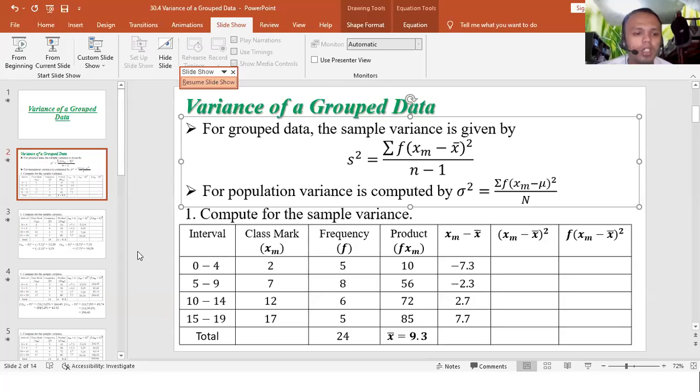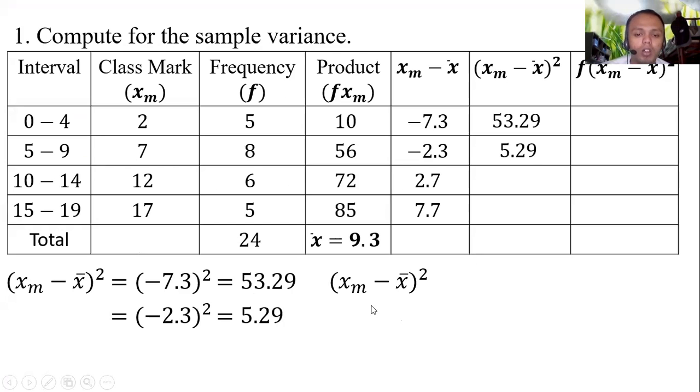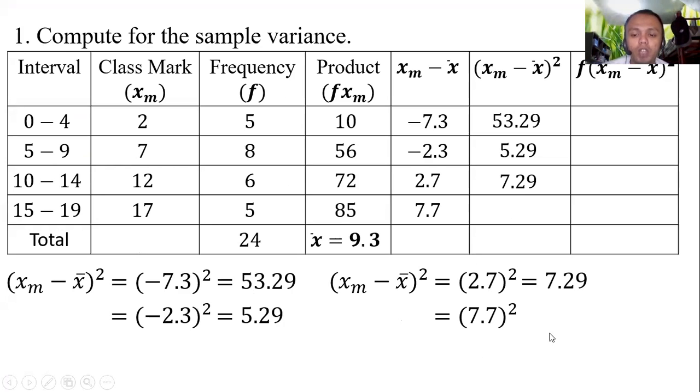So what is the square of negative 7.3? We have 53.29. And then for negative 2.3, we have 5.29. Square of 2.7 is 7.29. Square of 7.7 is equal to 59.29. And then multiply natin tong square deviation dito sa frequency nila.